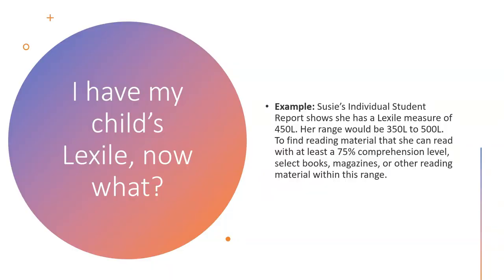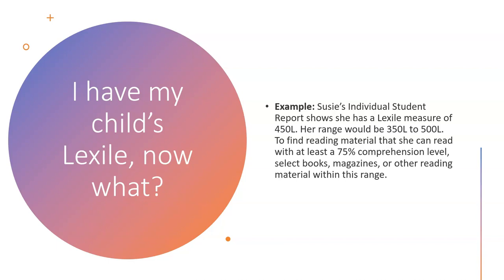So I have my child's Lexile, now what? The best way to explain this is to give an example. So let's take Susie. She brings a report home and she has a Lexile level of 450. So the range of material that Susie should be reading is going to be between a Lexile of 350 and 500. So they give you a range of 100 below their actual Lexile and 50 above.